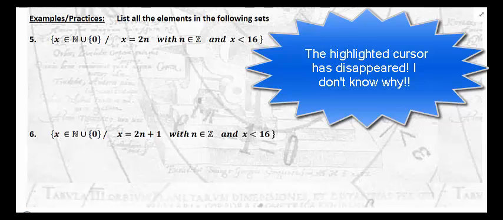Let's move on to the next set of examples. In this set of examples, you have to list the elements in the following sets. I made a mistake in my notes here. X has to be an element of the natural numbers, including 0, otherwise there will be too many elements. I'll show you the difference. So X is a non-negative natural number.